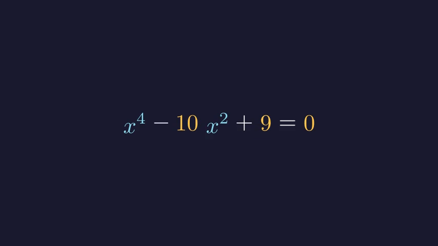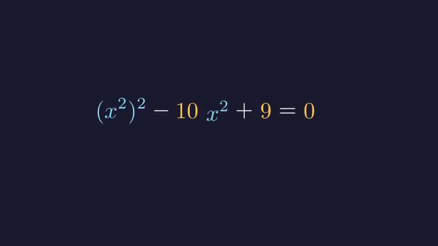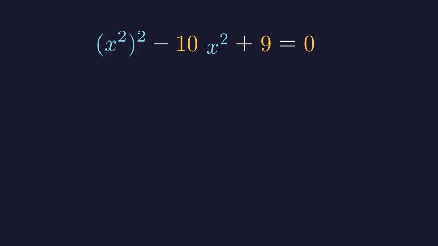pattern. Notice that the powers of x are all even numbers. We have x to the power of 4, x to the power of 2, and a constant term. Because 4 is exactly double 2, this equation is actually a quadratic equation in disguise. To reveal this simpler form, we use a method called substitution.